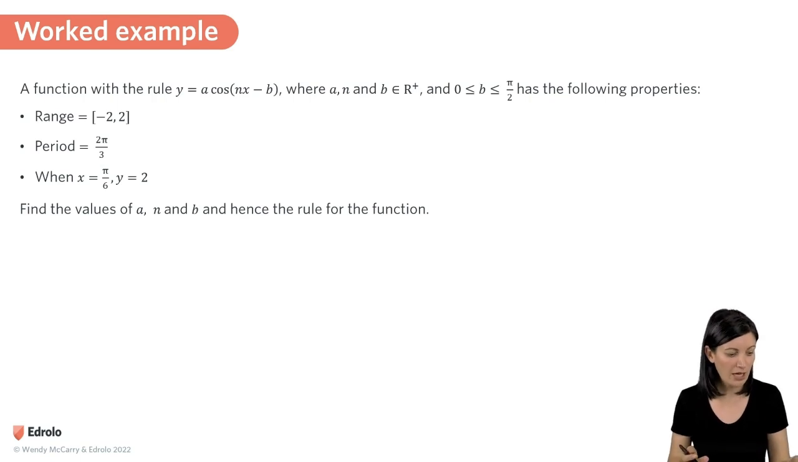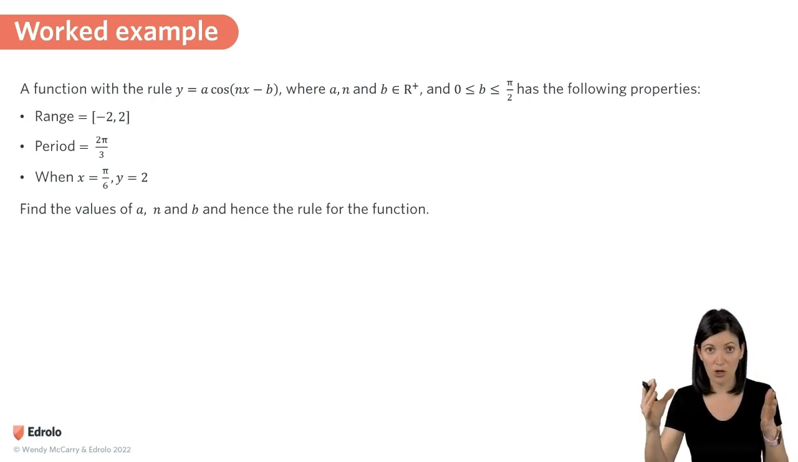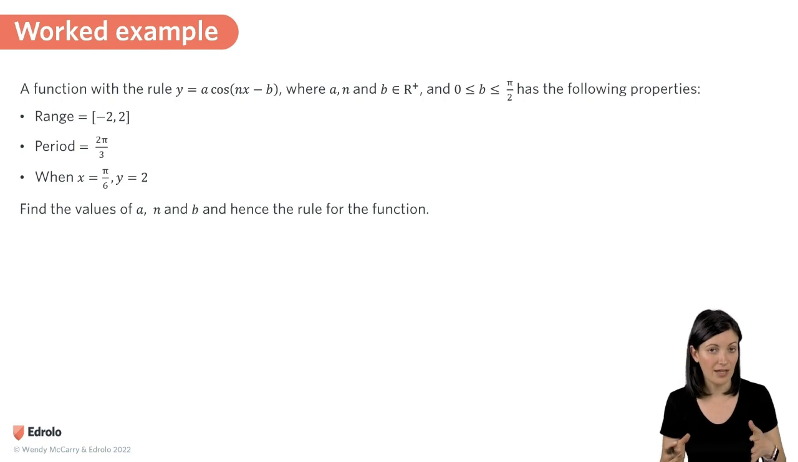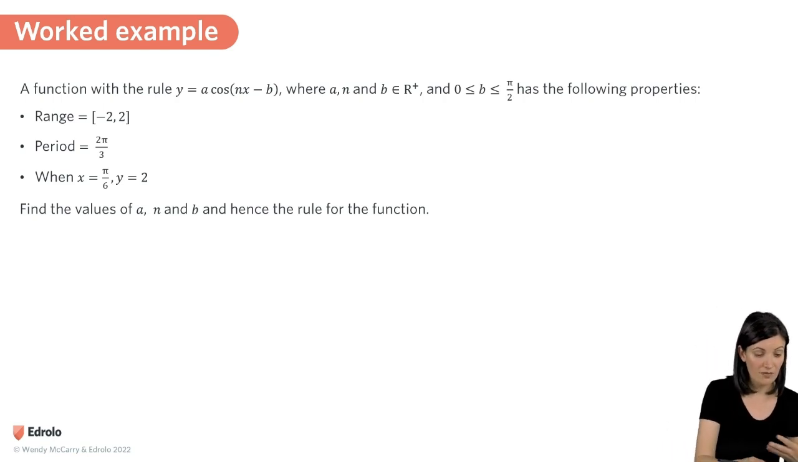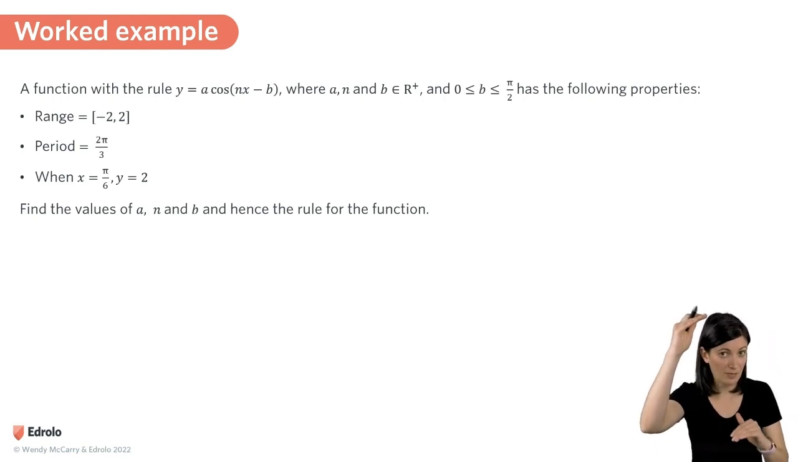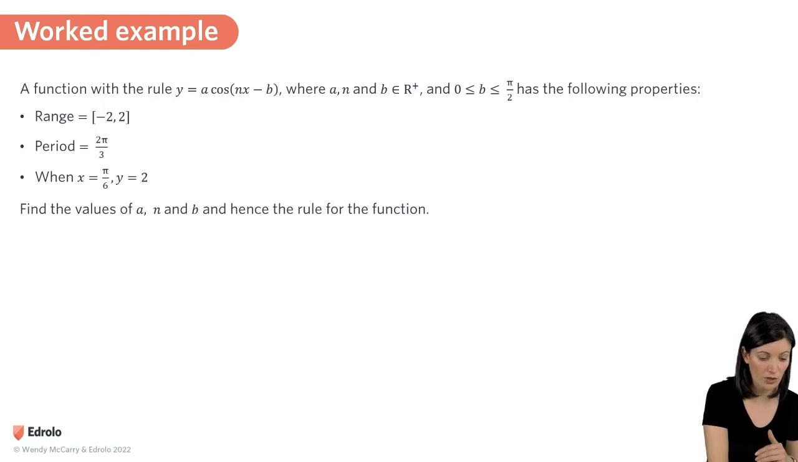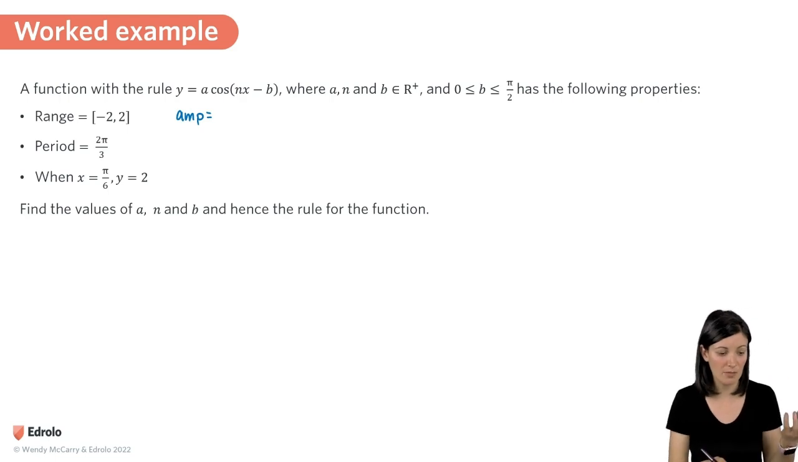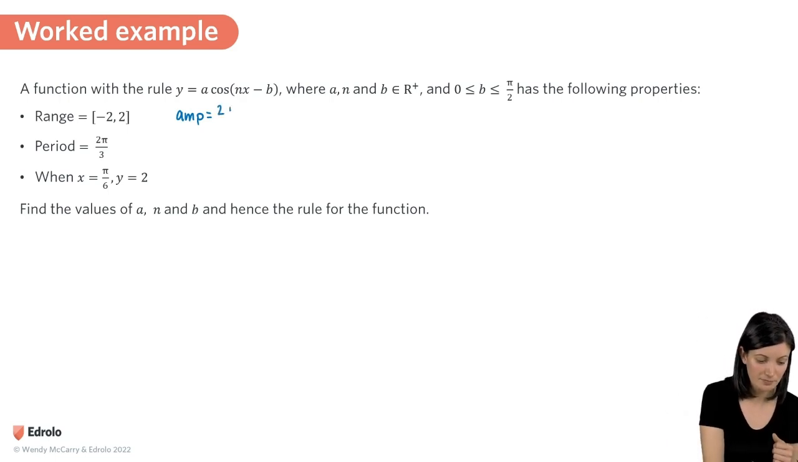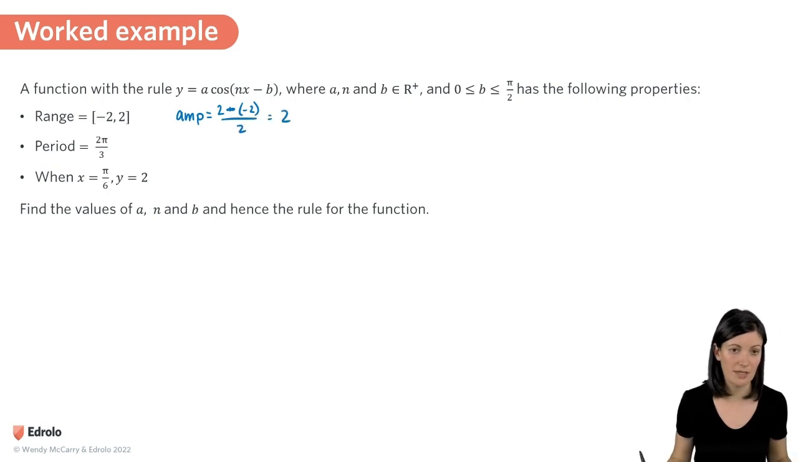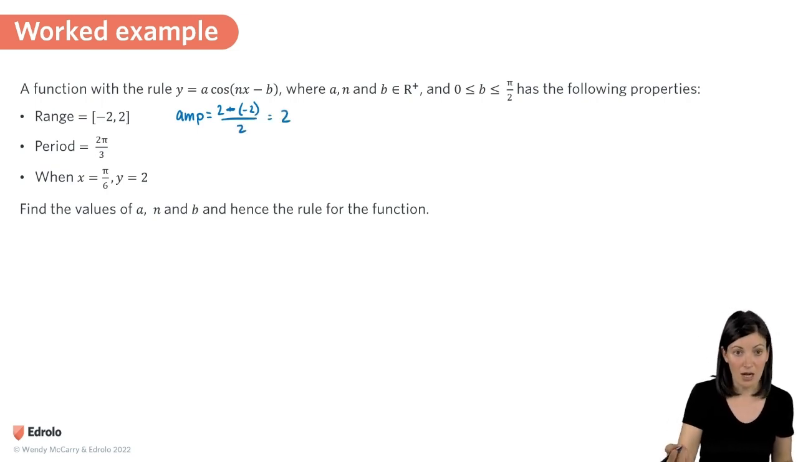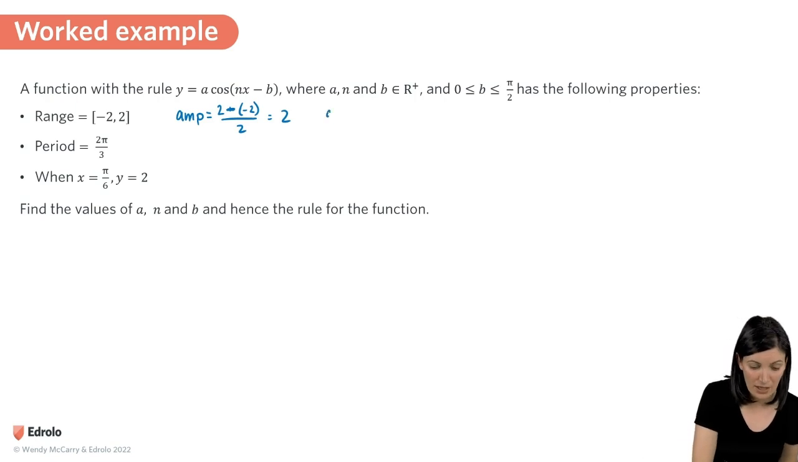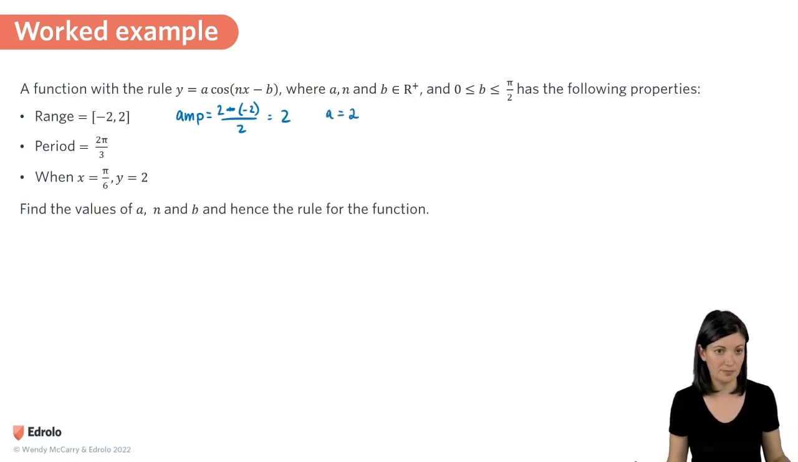Okay, if the range is -2 to 2, you should automatically be able to see there that the amplitude is 2, okay? If you can't, the range is giving you your maximum and your minimum. You're just going to use your equation. Remember, the amplitude is the maximum minus the minimum, 2 minus -2, divided by 2, which ends up being 2, okay? Now, because we know a is positive, we know then that a has to be equal to 2.